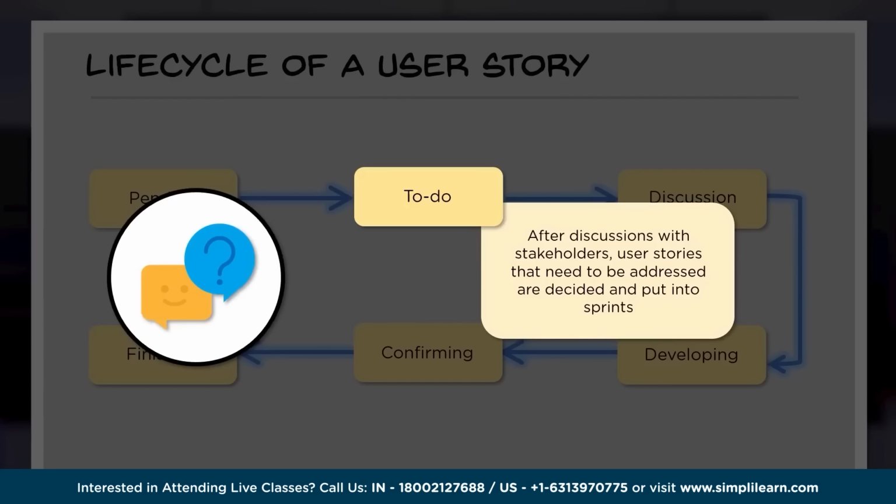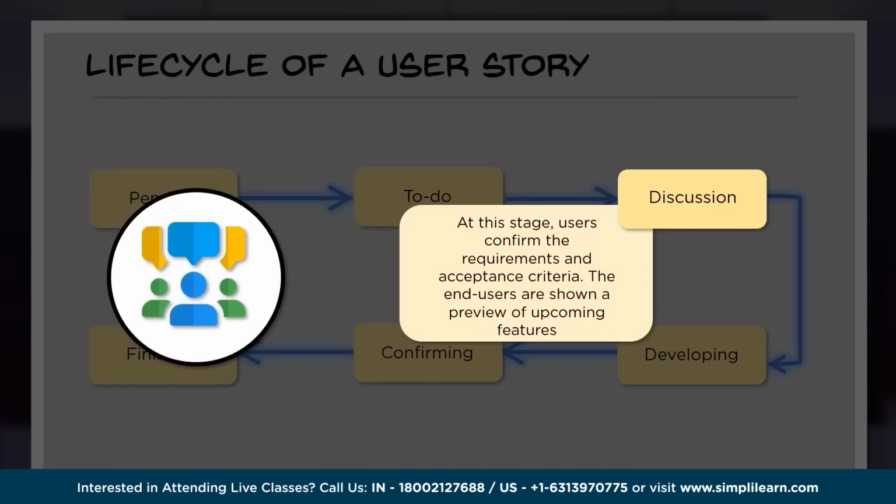So where is the decision happening here? Decided and put into sprints means there is a prioritization also happening. Now, discussion. At this stage, users confirm the requirement and acceptance criteria. Acceptance criteria help once you test that particular user story after executing; you will check based on these acceptance criteria so that you can conclude the requirement is fulfilled.